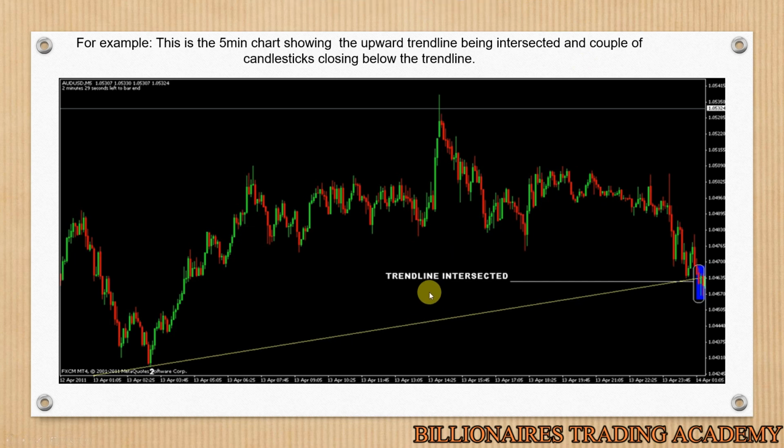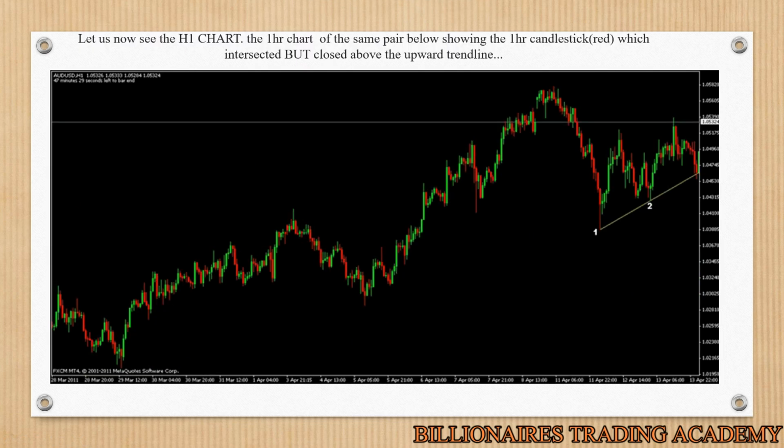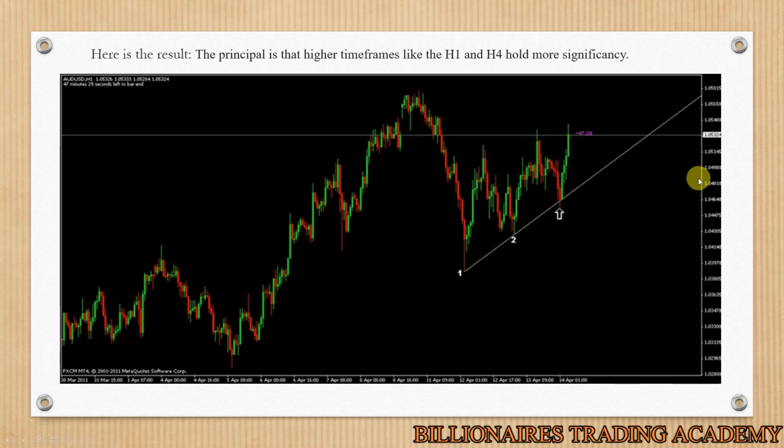When we look at this on the 5-minute time frame, it shows that it's been intersected here. But we need to go and confirm from the H1, right? We need to go and confirm from the 1 hour time frame. So now this is the 1 hour time frame, and this is this point, and we can see here it just left a wick and went up.